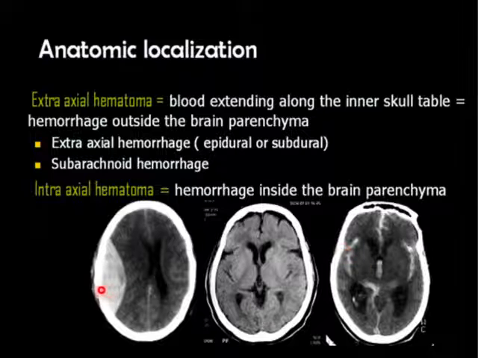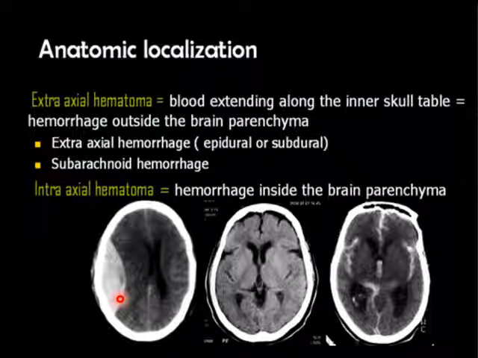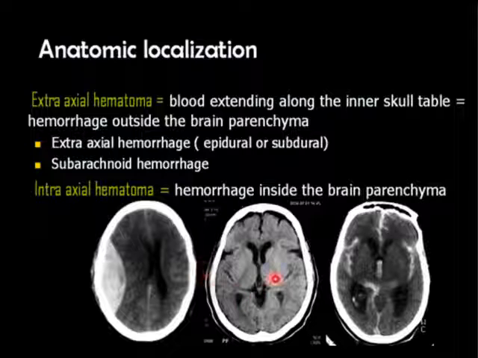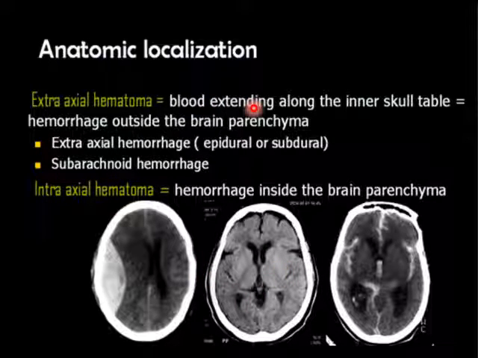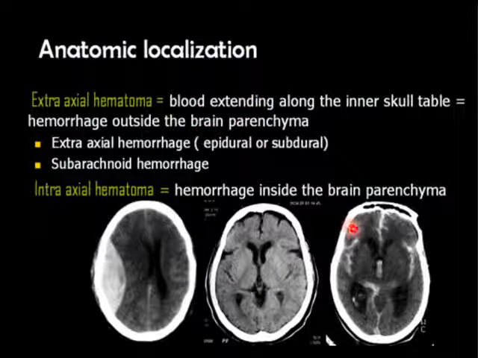So at first we need to localize this hemorrhage. Where is it, extraaxial or intraaxial? Intraaxial means it is inside the brain tissue. Extraaxial means it is outside the brain tissue, either epidural, subdural, or subarachnoid hemorrhage.